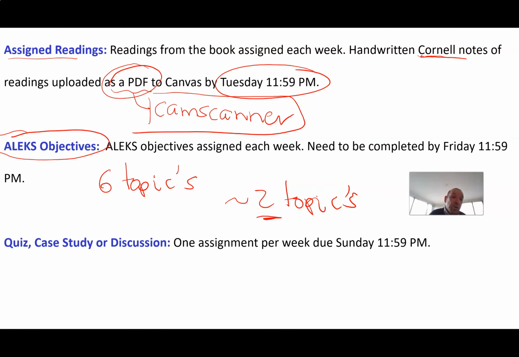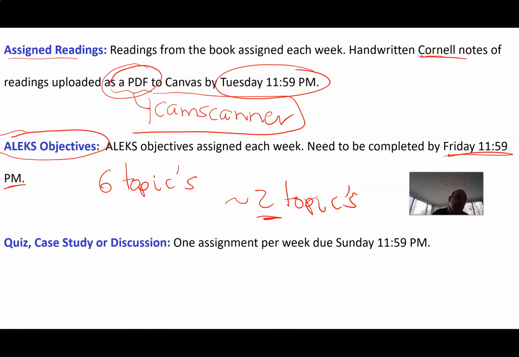What you want to be avoiding with these ALEX objectives is trying to do them all at once, and you definitely don't want to be trying to do them all at once on your own without any help. So don't leave them to after 5 p.m. on Friday, because then there's no help available and it can really be a big time suck for not very many points. And that's just a bad approach. Try your very best to do a couple of topics per day. So your ALEX objectives need to be done by midnight on Friday.